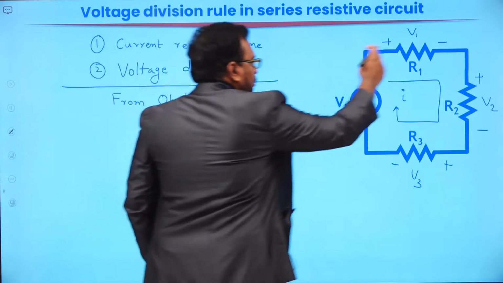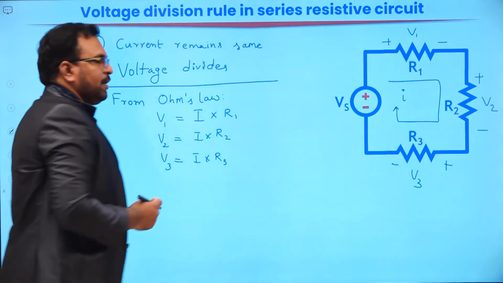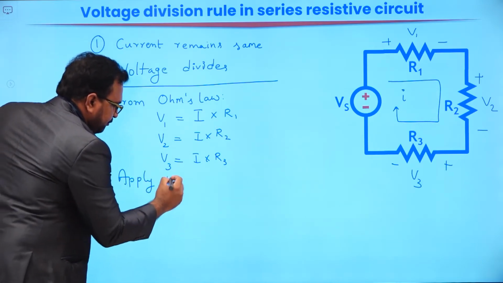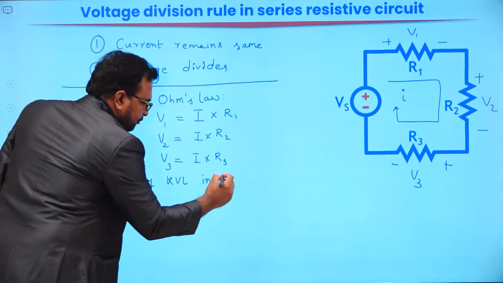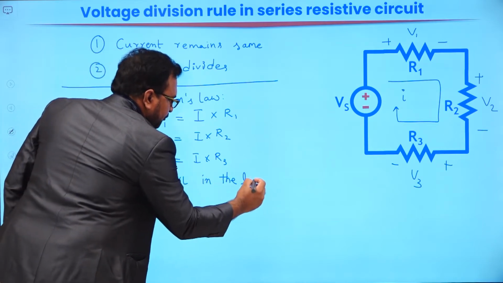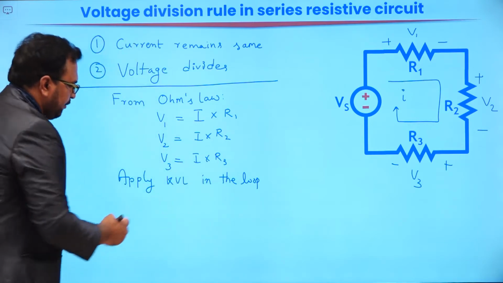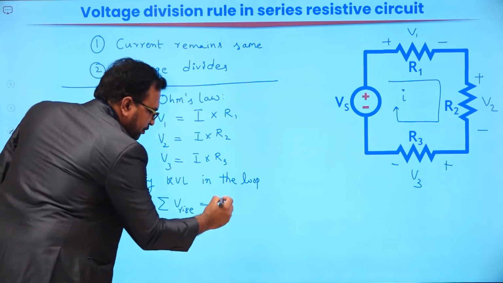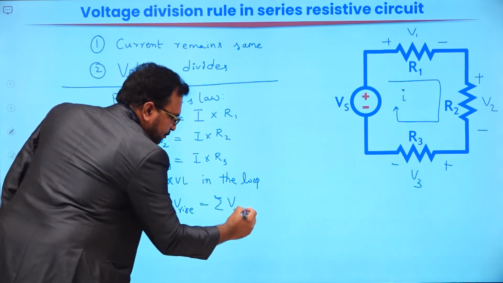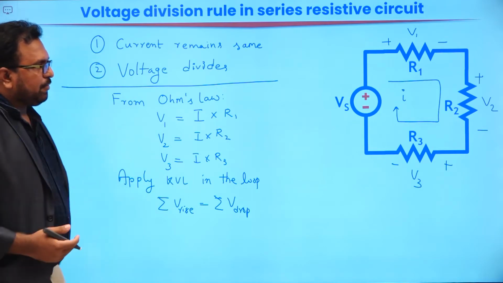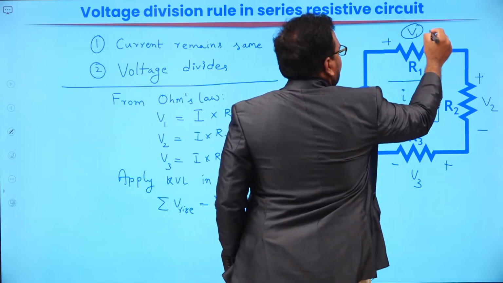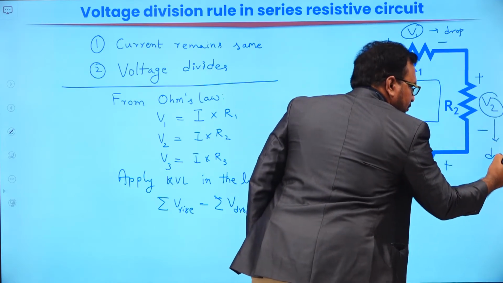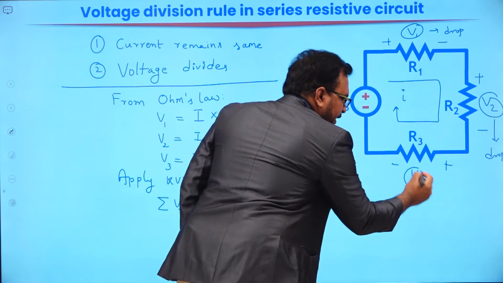Now since there is only one loop here, apply KVL around the loop. Now apply KVL. When you apply KVL, KVL is nothing but sum of voltage rises is equal to sum of voltage drops. Now in the circuit, we know that V1 is a drop and V2 is also a drop and finally V3 is also a drop.